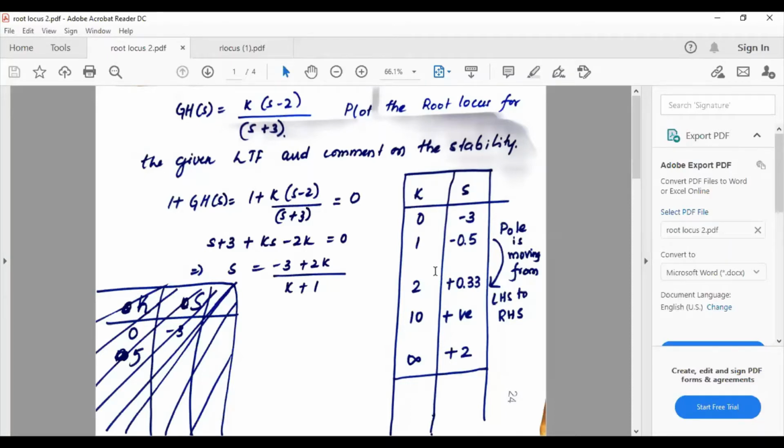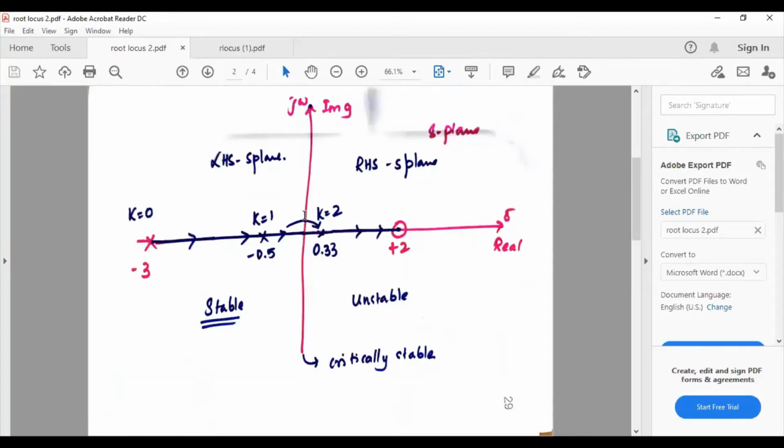So when k is 1.5, minus 3 plus 2 into 1.5 is as good as 3. So minus 3 plus 3 is 0. Therefore, s will become 0. Therefore, for k equal to 1.5, the closed loop pole is lying on the imaginary axis. Therefore, it is critically stable.